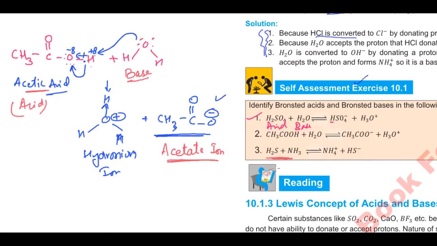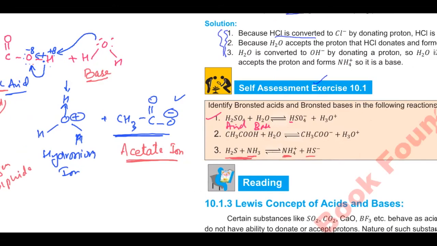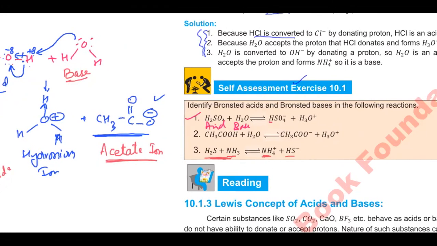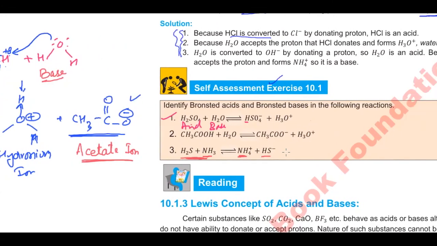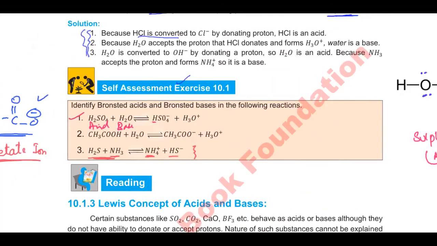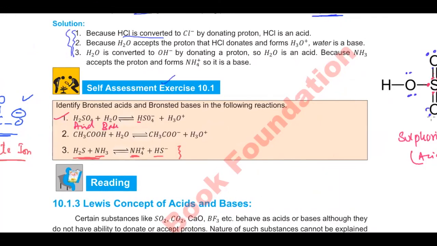हाइड्रोजन सल्फाइड, H2S is known as hydrogen sulfide. And NH3, you know, ammonia, ammonium ion, and bisulfide ion, sorry, not sulfate ion. So ये आपने आज खुद करना है, आपने बताना है कि कौन सा एसिड होगा और कौन सा बेस होगा. We have completed this whole concept of Lowry and Bronsted.